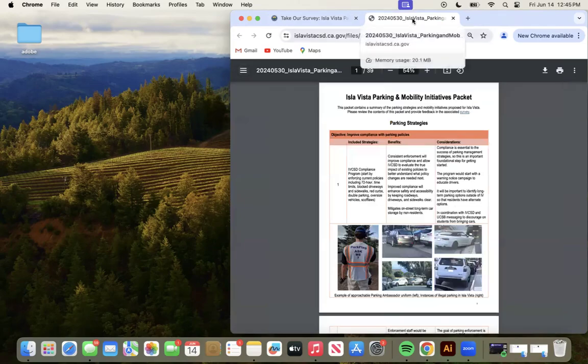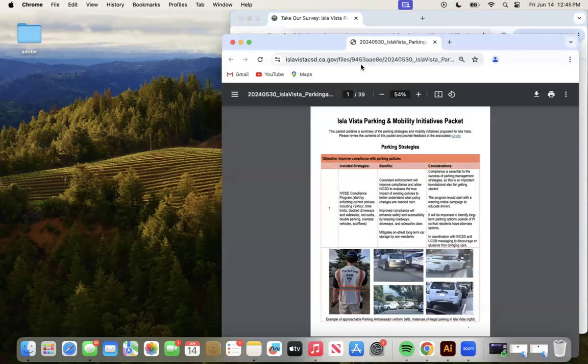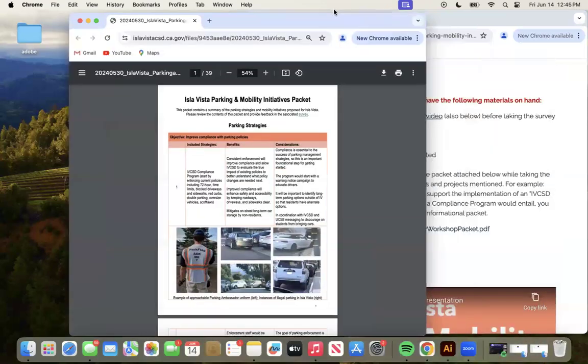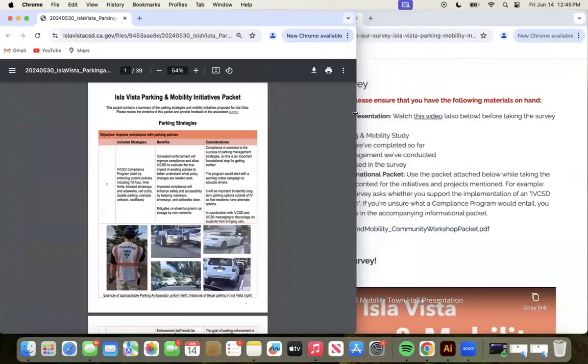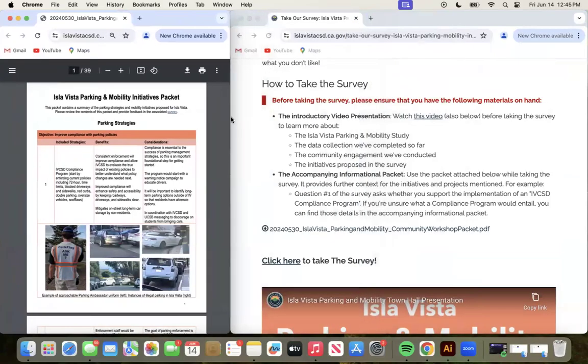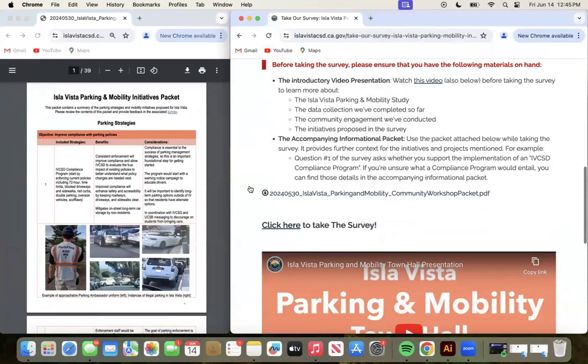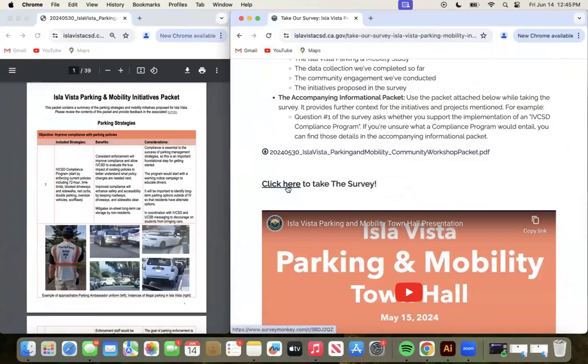You can minimize the screen on the side by pressing here. And what I think is helpful to do while you're taking the survey is just pull this informational packet into another tab and pull it over to the side so that you can have both the packet and the survey on your screen in front of you. So now that you have the informational packet on the left, go ahead and get started on the survey.